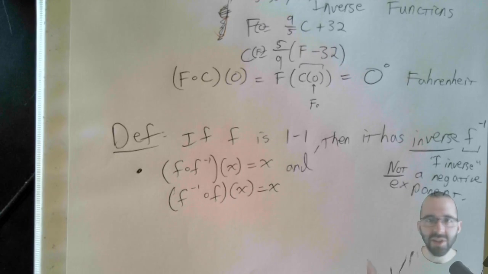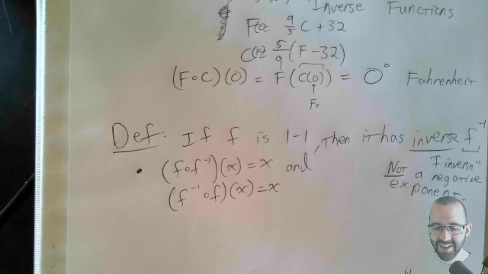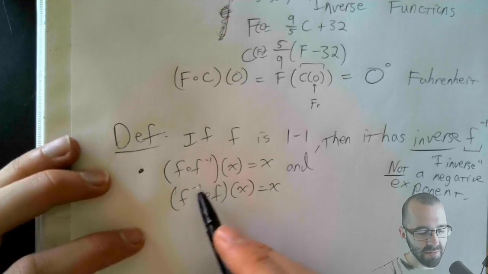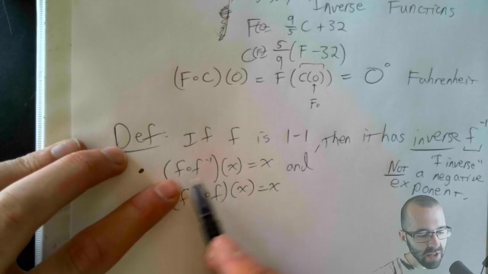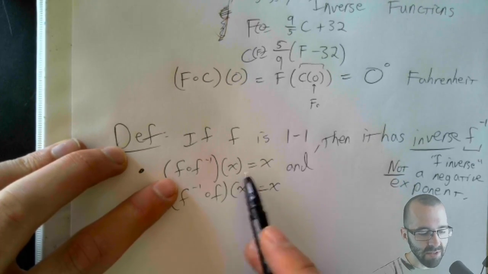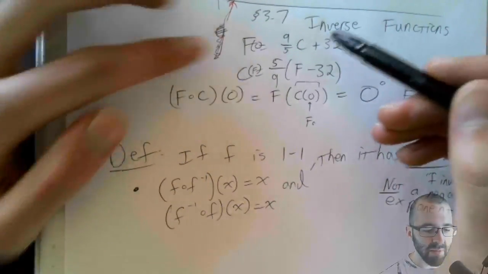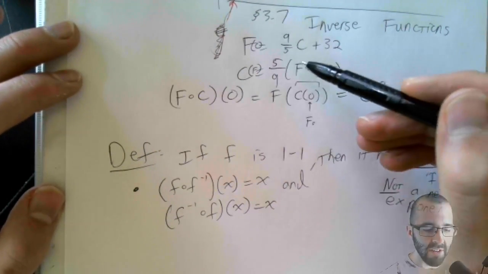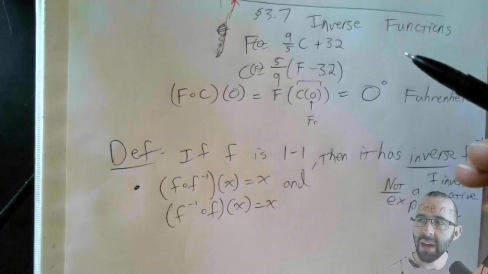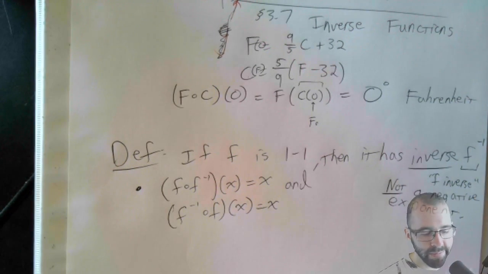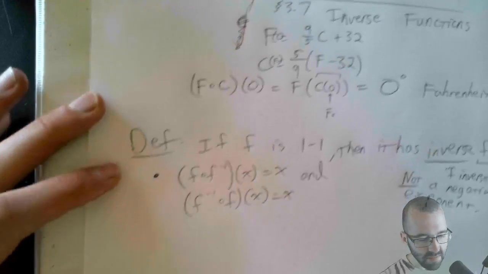So a little good news for all of you. If you do any function composition on a function and its inverse, it should just cancel back out. Just like if I convert something from Celsius to Fahrenheit and then Fahrenheit to Celsius, I should get back what I started with. So that's the idea.